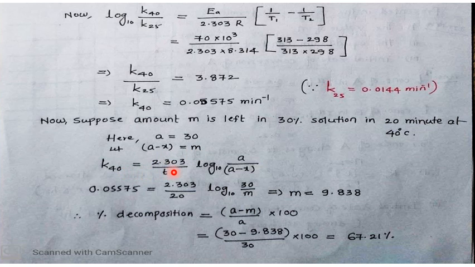K40 equal to 2.303 by T log A by A minus X. K40 we have already calculated and substituted. T is 20 minutes, A is 30, A minus X is M, which we don't know. So M is 9.838. So percentage of decomposition equal to A minus M by A into 100, that is 30 minus 9.838 by 30 into 100 equal to 67.21 percent. I hope that you have understood. If you don't understand, watch the video again.